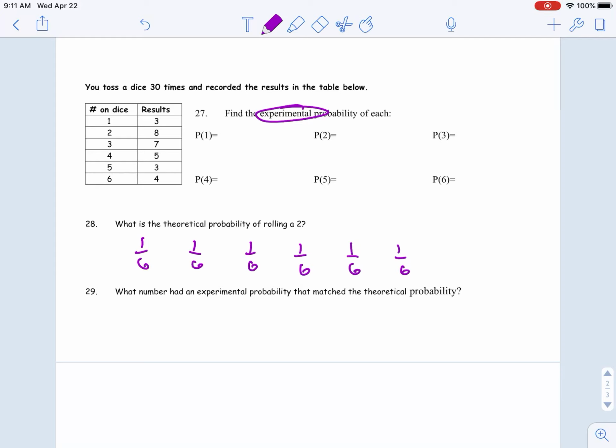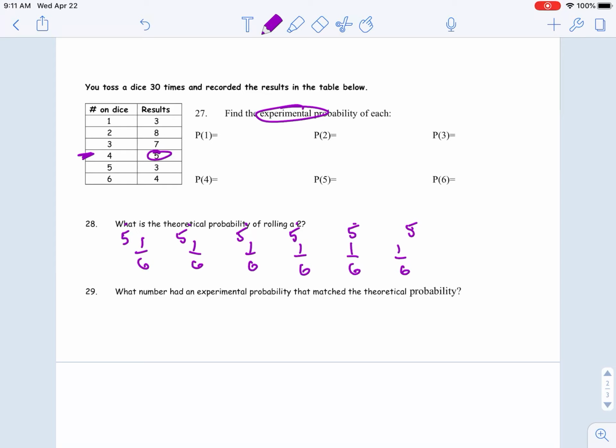But when you roll it 30 times, that doesn't necessarily happen. In a perfect world, each one would happen 5 times. Why 5? 5, 10, 15, 20, 25, 30. So each one, if it was equal, would happen 5 times. But that doesn't actually happen. If you look at this chart, you rolled a dice 30 times. The 4 was rolled 5 times. So this one is perfect.